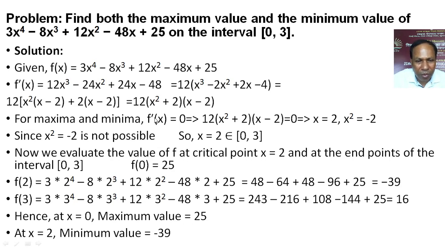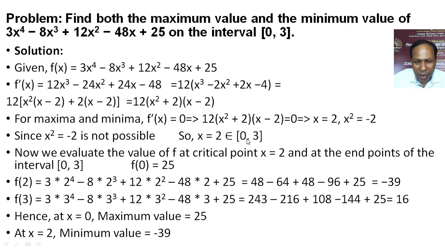So when we equate f'(x) to 0, that means 12 into (x^2 + 2) into (x minus 2) is 0. Now 12 is a non-zero quantity. Similarly, x^2 + 2 is always greater than or equal to 2 for all values of x belonging to the set of real numbers. So this cannot be 0, and this 12 also cannot be 0. So the only alternative is x minus 2 is 0, and thereby we are getting x is equal to 2, which is obviously belonging to the interval [0, 3].